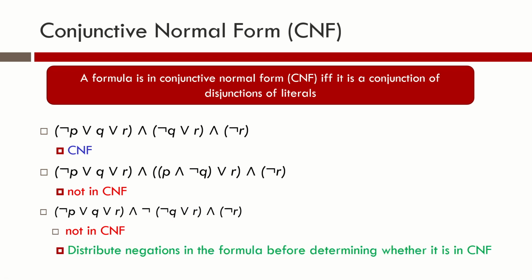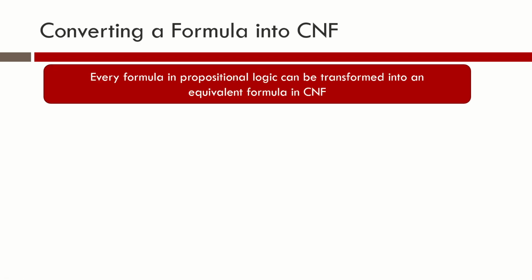Why? Because we should distribute the negations in the formula before determining whether it is in CNF. That is important. If you have negations that can be distributed, you should distribute them before you determine whether the formula is in conjunctive normal form or not. Now we will see how to convert a formula into conjunctive normal form.